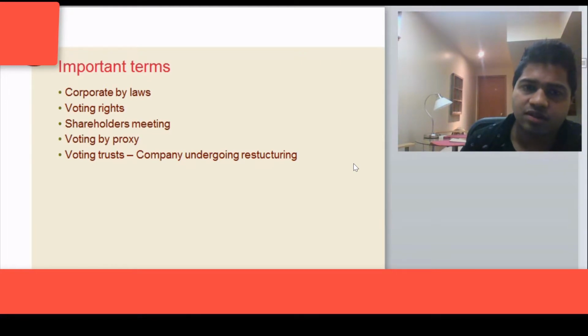Important terms: corporate bylaws, voting rights, shareholders meeting, voting by proxy, and voting trust. So these are some important things. Corporate bylaws means when you form a company, you need to have certain laws, meaning certain ethics and rules that you build into it. These are called corporate bylaws, and they are formed when you start a company. They are written into the charter of the company.